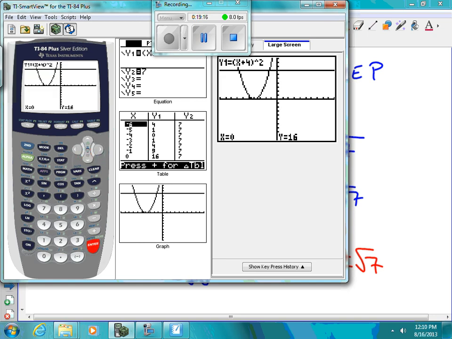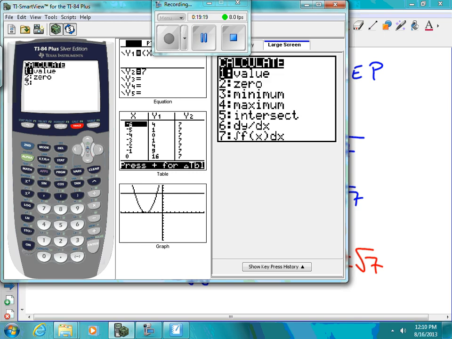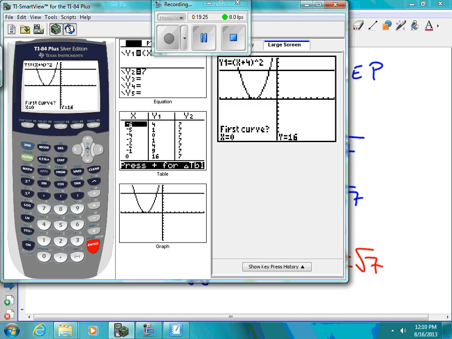Oops, that's not what I want. And you can do this to find the zeros as well. Intersect. First curve, enter. Second curve, enter. Guess. We want this first one, right? Enter. Negative 1.35 and 7.